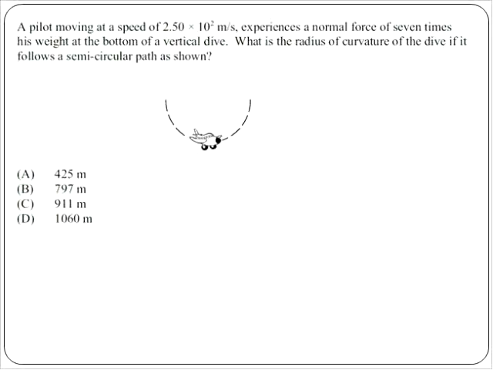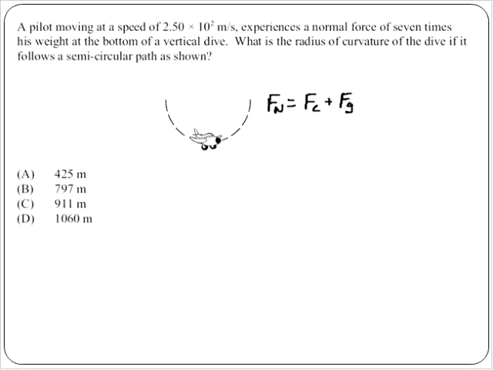This time we've got a pilot in a plane traveling at a speed of 2.50 times 10 to the 2 meters per second. In other words, 250 meters per second. And this pilot experiences a normal force of 7 times his weight at the bottom of a vertical dive. Well, right at the bottom, that's the same thing as tension at the bottom, right? So instead of tension equals, I'm going to say Fn equals Fc plus Fg. That's the expression. Same as T equals Fc plus Fg.